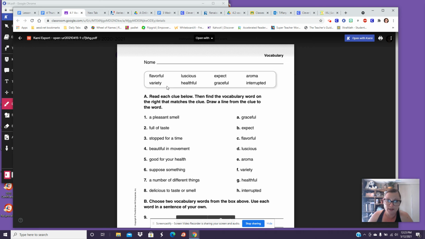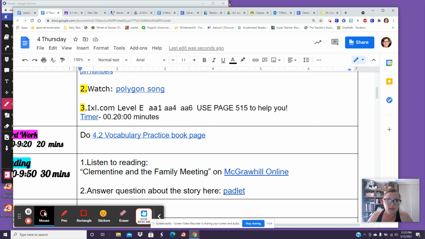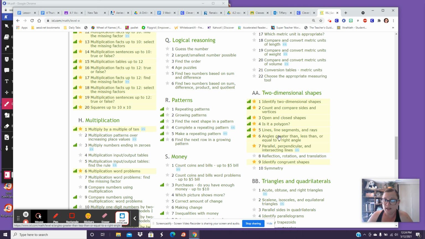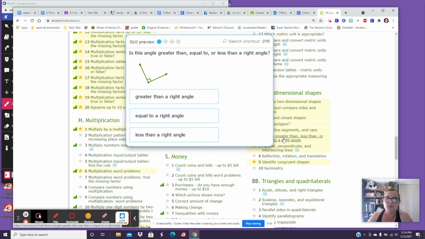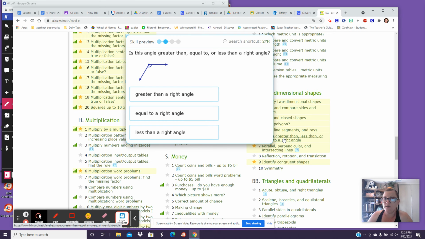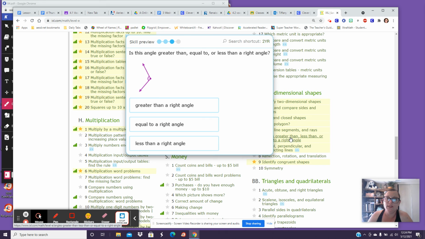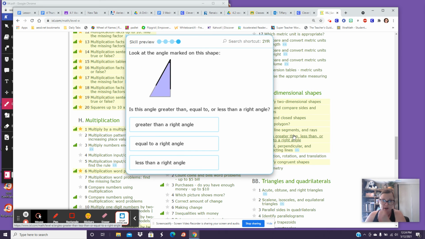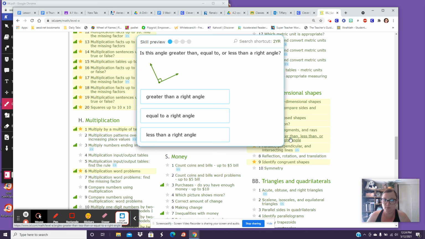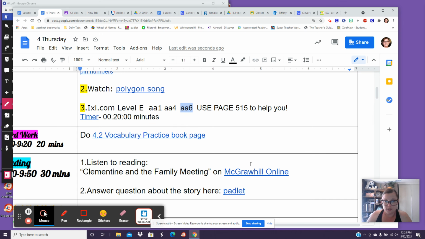Then when you're done with that one, you're going to finish AA4 and then go to AA6. You have 3 to do today. AA6 is the angles. That's the one we worked on from yesterday. So if you still need to practice that one, you can work at this one last and try to finish it. If you already finished it, then you're all done with your IXL for today. All right, let's go ahead and move on.